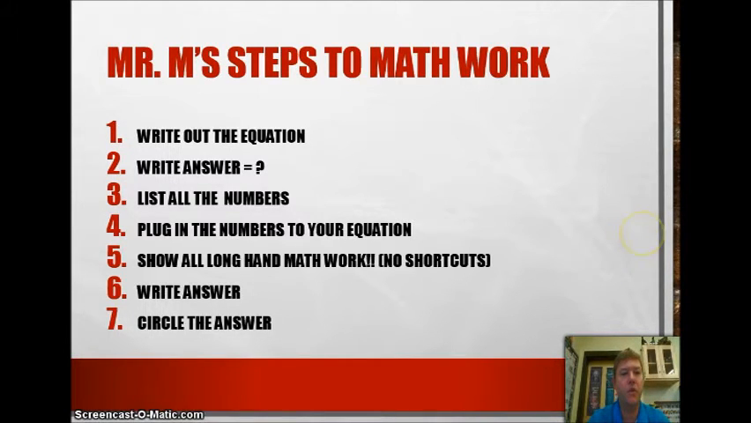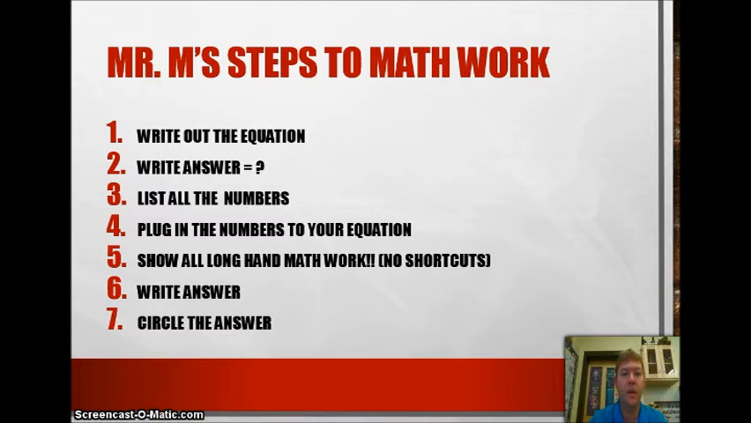The first thing you will do is you write out the equation. Second, you write answer equals question mark, and I'll show you what I mean by that in just a minute. Third, you list out all the numbers. Fourth, plug in the numbers to your equation. Fifth, show all your long math work. There are no shortcuts. You have to show your long math work. Sixth, write your answer out, and then seventh, finally circle the answer so I know which one you want me to grade. Make sure it has the correct units with it.